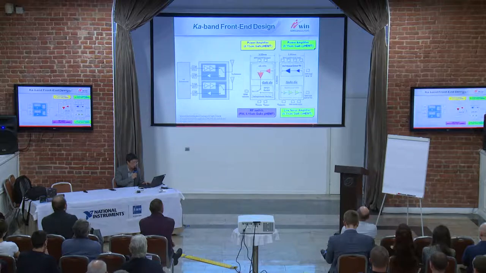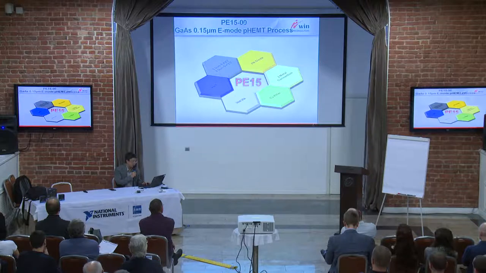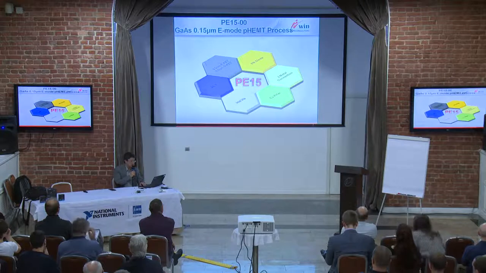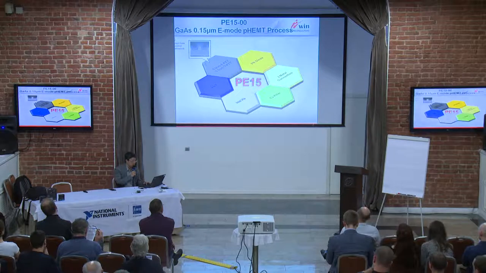So if we would like to have all of the technology, we are trying to develop one technology we call PE15. It has a 0.15 micron E-mode pHEMT process. Under this process, we can have a 0.5 E-mode and D-mode FET. You can achieve a logic circuit and a control circuit, and also you can have an RF switch function.